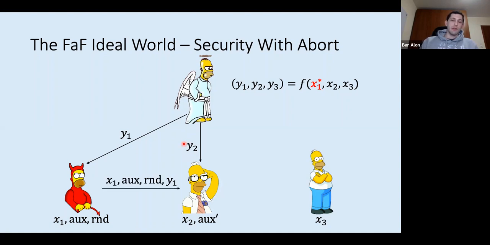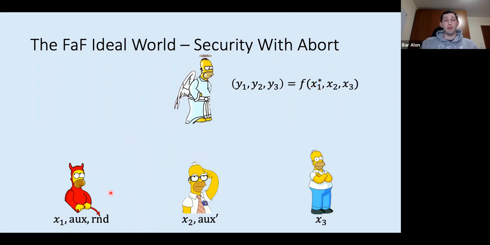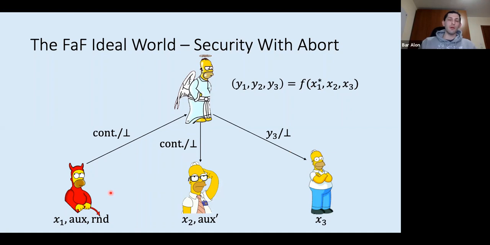Now, just like before, the malicious adversary sends its entire ideal world view to the semi-honest party. Then he tells the trusted party whether to continue or abort. Based on this continue or abort, the trusted party will tell the semi-honest simulator either continue or abort, and to the honest party, it will reveal the output or not.